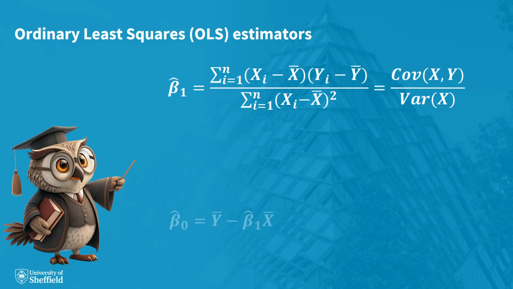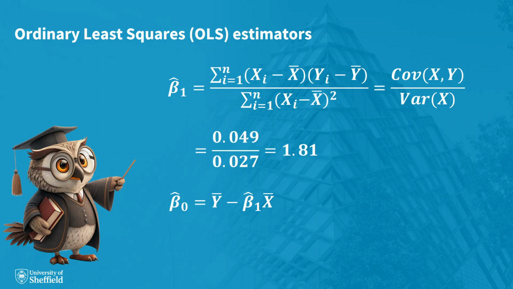In turn, the intercept can be found by multiplying the beta1 that we've just calculated by the sample mean of x and then subtracting this product from the sample mean of y. We calculated all of these statistics for our data set in the last video, so we can use these results to find that beta1 equals 1.81 and beta0 equals minus 1.38. Notice that we put a little hat above beta1 and beta0. This simply denotes that we're referring to the OLS estimators of the true population parameters beta1 and beta0.